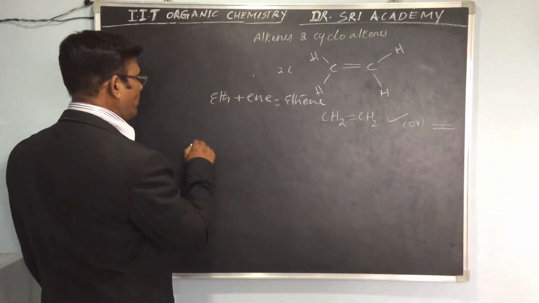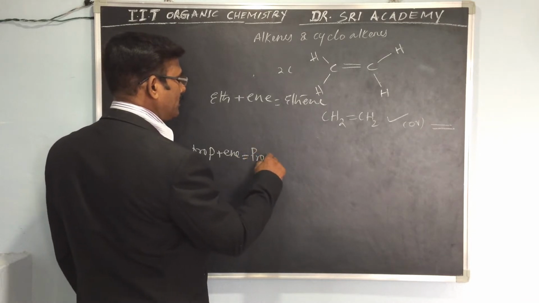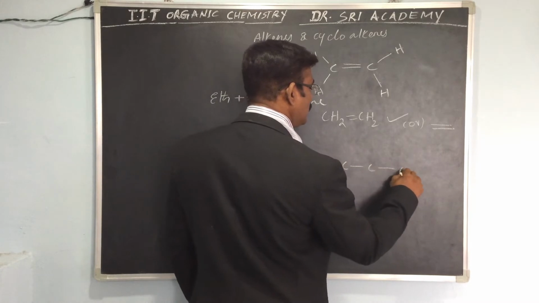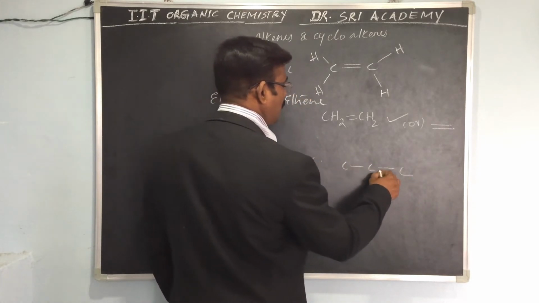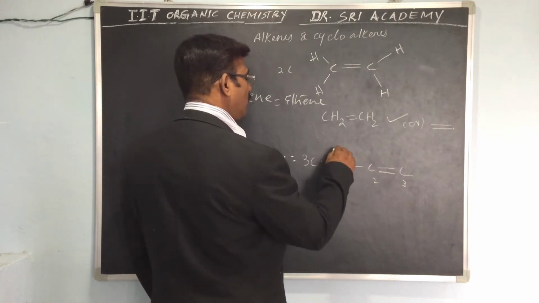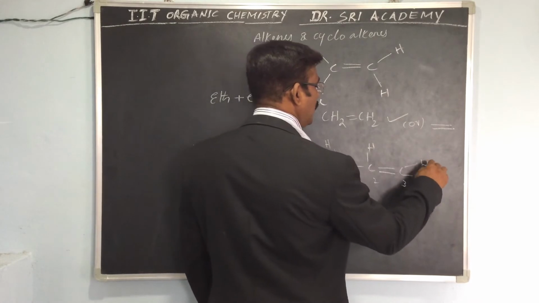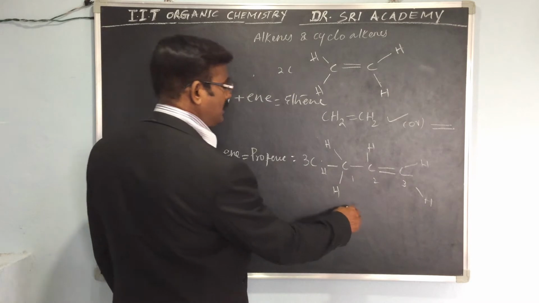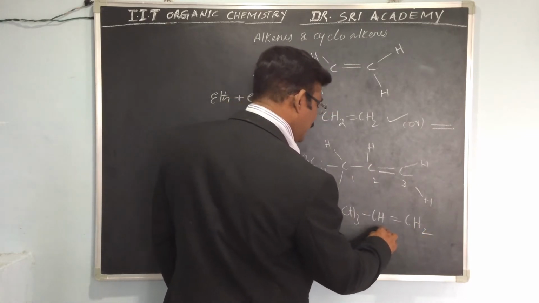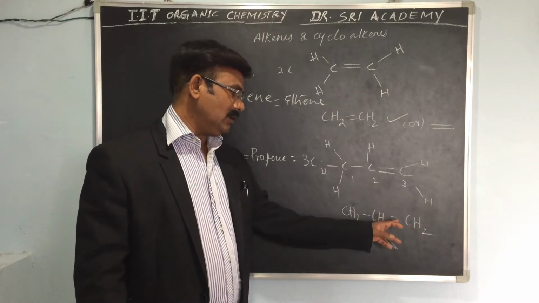If propane, we write prop plus ene, which is propene. So what is the structure? Three carbons, 1, 2, 3. The double bond can be between any two carbon atoms, for example between the second and third, not 1 and 2. Now the bonds are like this, 1, 2, 3, 4, and these are the hydrogens. So we write CH3, CH, double bond, CH2. This is called propene.